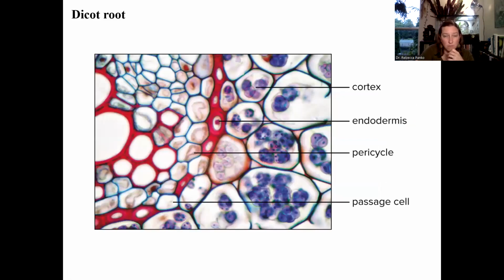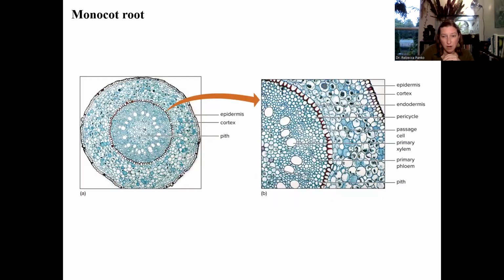I don't care about any of those things for you to know. But this is the same thing for the close-up of the monocot, right? Kind of in a ring, vascular cylinder in a ring. If you look here, primary xylem is the larger ones. And primary phloem is all the stuff around that stuff, right? Okay.